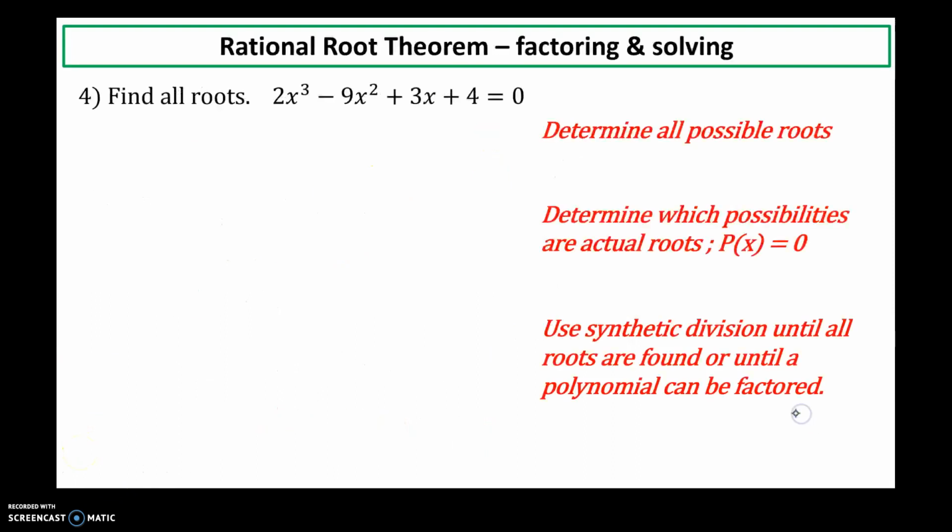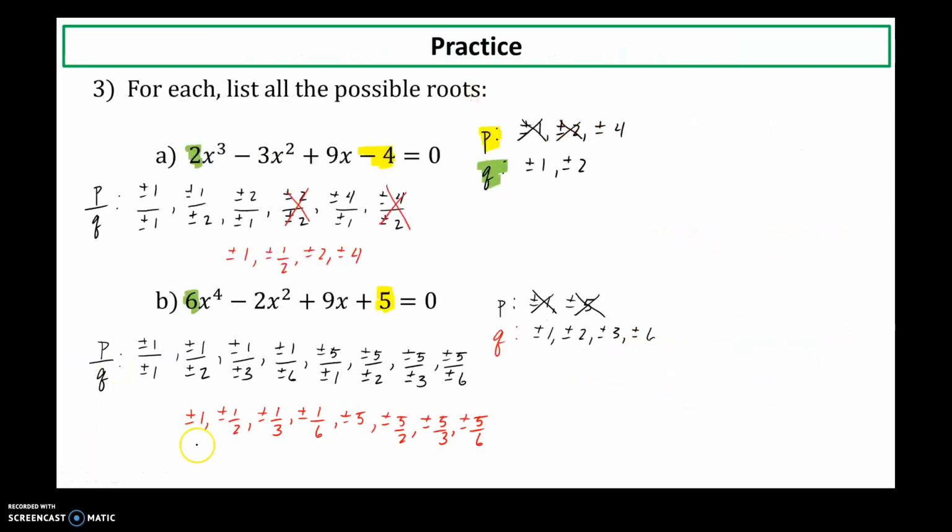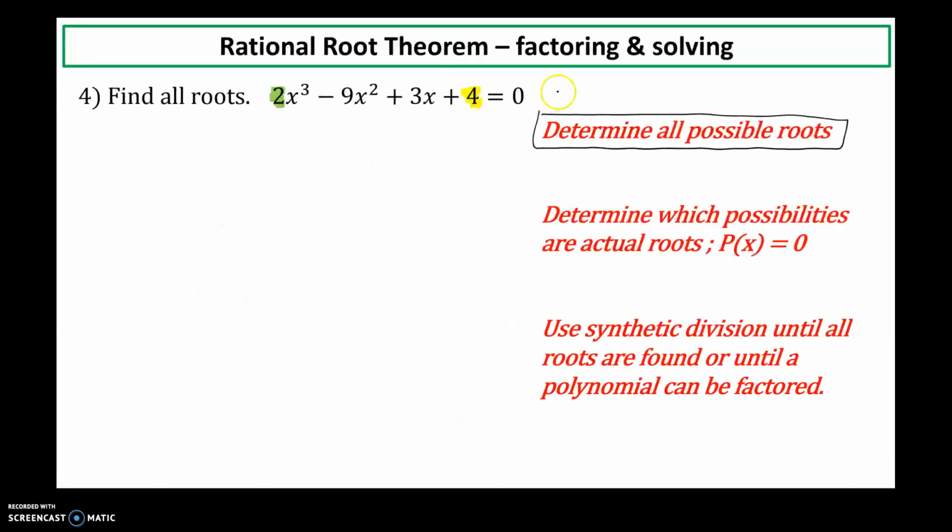Okay, so for your homework, I would just like you to move on to example 4 and do this. Determine all the possible roots. So list the factors of 4. Divide that by the factors of 2. And then simplify the fractions so that your answers will look in this form, okay? So try this one thing for homework tonight.